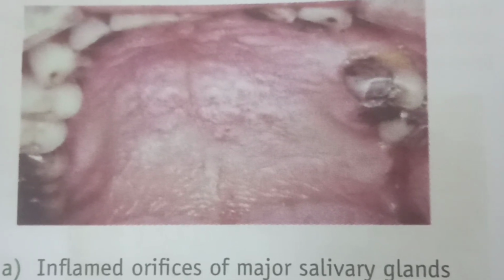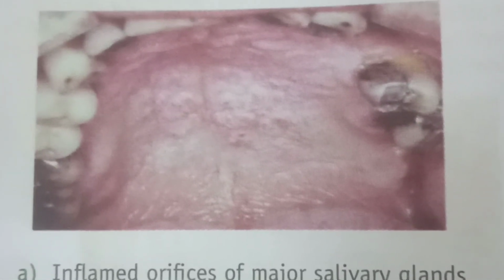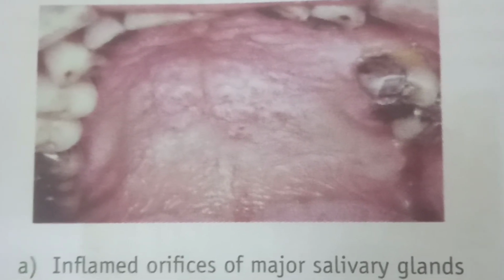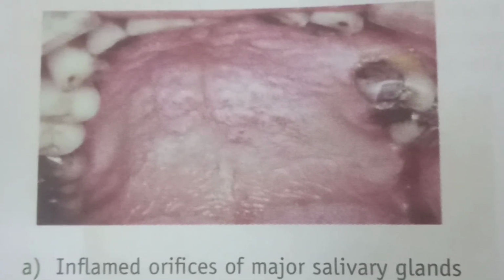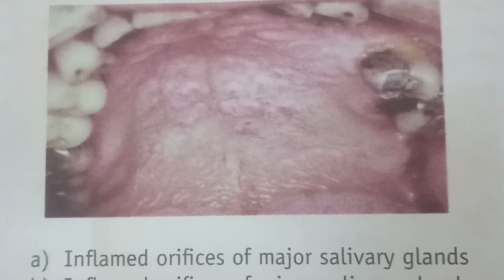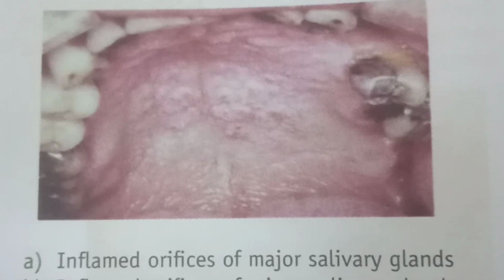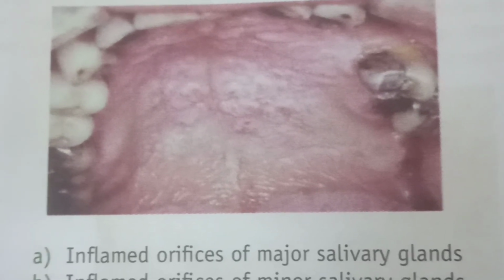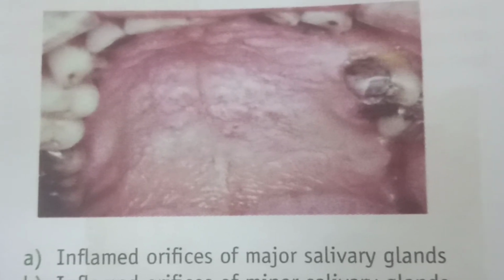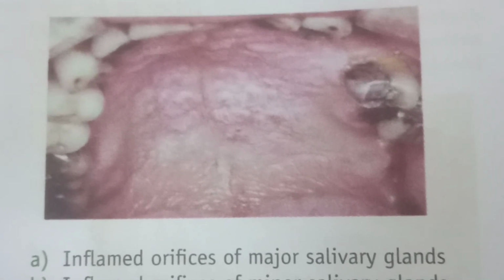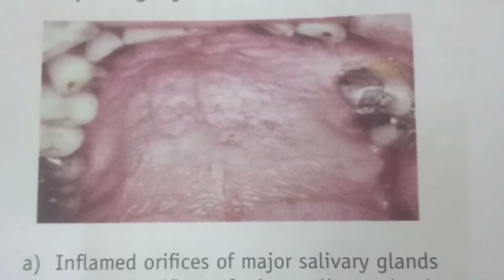Options are inflamed orifices of major salivary glands. There are no major salivary glands opening at the palate, so this must be wrong. Next, inflamed orifices of minor salivary glands. Yes, this is the correct answer, though we'll read the other options also. C, edema, and D, petechiae of the oral mucosa. So here the answer is inflamed orifices of minor salivary glands. So B is the answer.